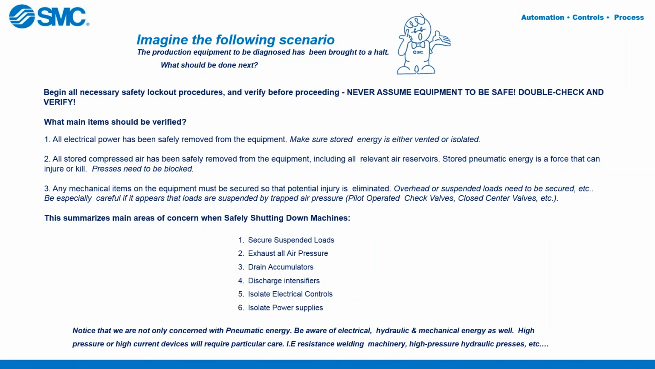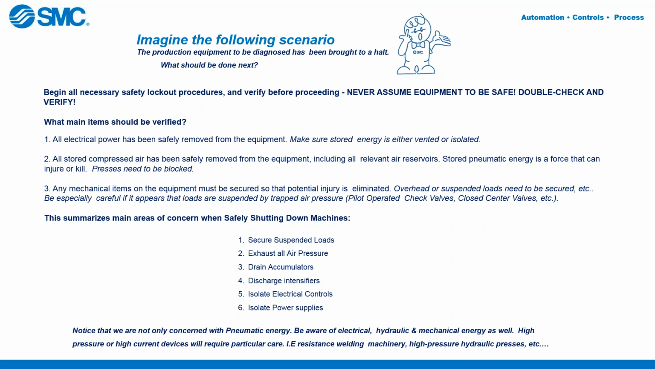So once you've decided that something needs fixing, what do we do next? Well, certainly the lockout procedures are important. So any lockout tagout procedures, and then verify before proceeding. We never assume that equipment is safe. Even if you've opened a door and heard the air hiss and the system appears to be vented, don't assume that that's all the pressure there is. Double check and verify. So we want to verify that electric power has been removed and that stored energy is vented or isolated. And you may have to do some digging here.